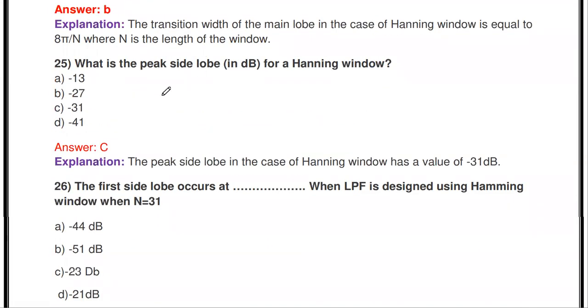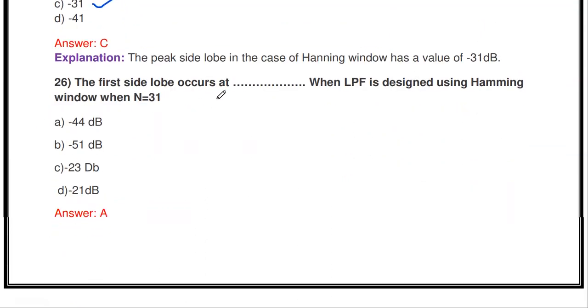Then the next one: what is the peak side lobe for the rectangular window? That is the first side lobe amplitude. The maximum value of the first side lobe amplitude in the Hanning window is minus 31 dB, and for the rectangular window, minus 13 dB. The next one: the first side lobe occurs at dash when a low pass filter is designed using, this is not a Hamming, this is the Hanning window, minus 44 dB.